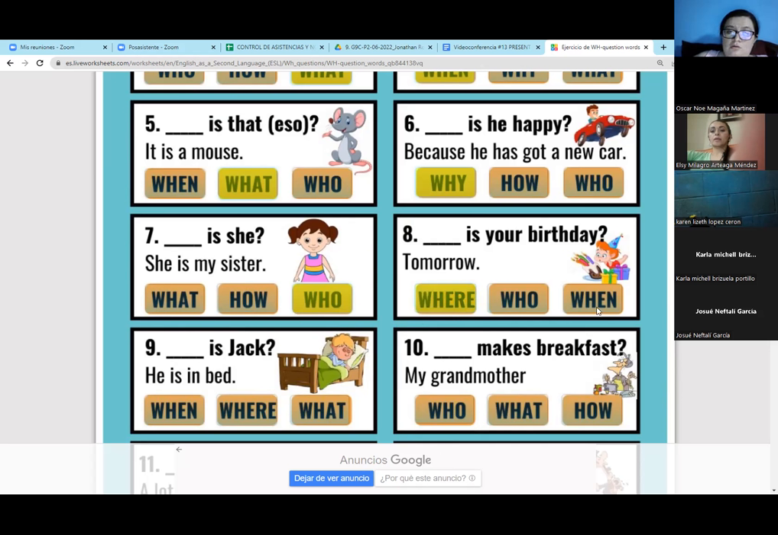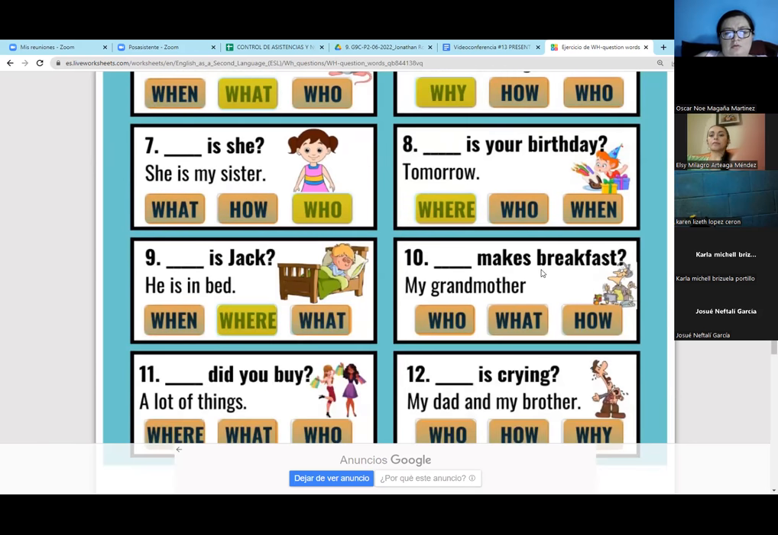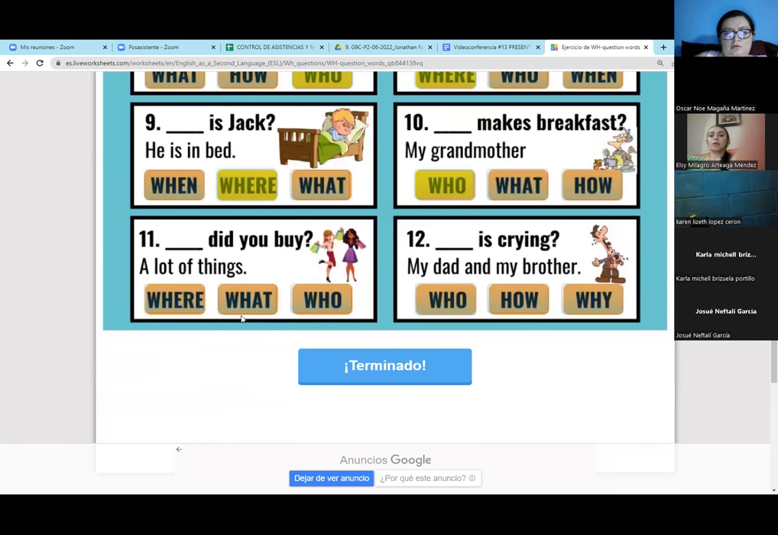Where? Okay, number nine. How? When? Está en la cama. Where? Number ten. Makes breakfast. Hace el desayuno. Mi abuela. Who? 11. Did you buy? Compré muchas cosas. What? Excellent. What did you buy?